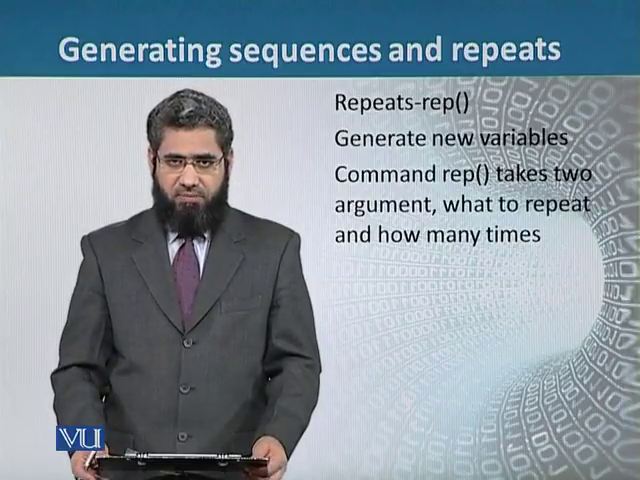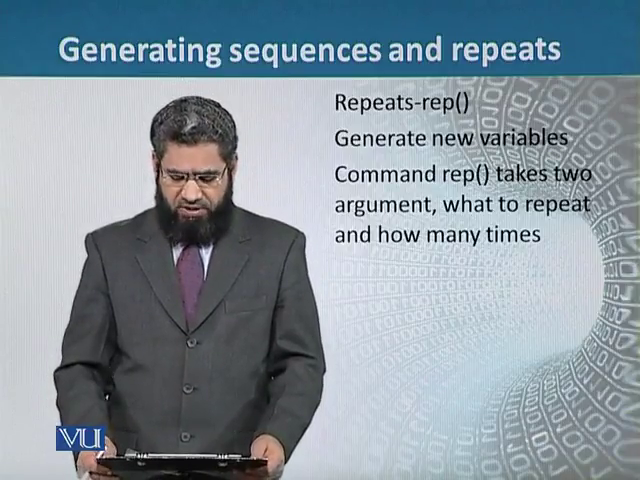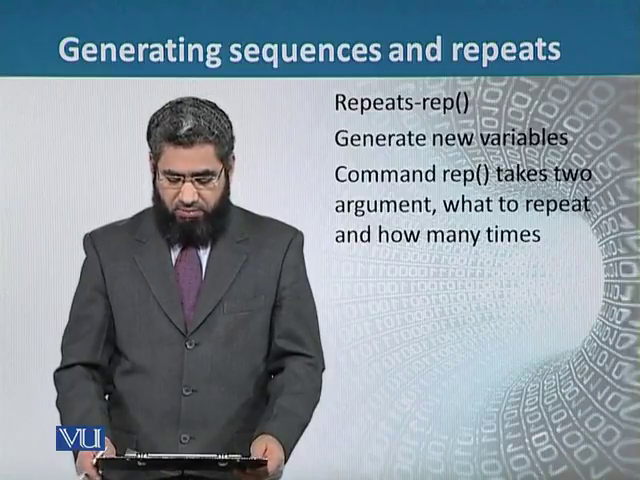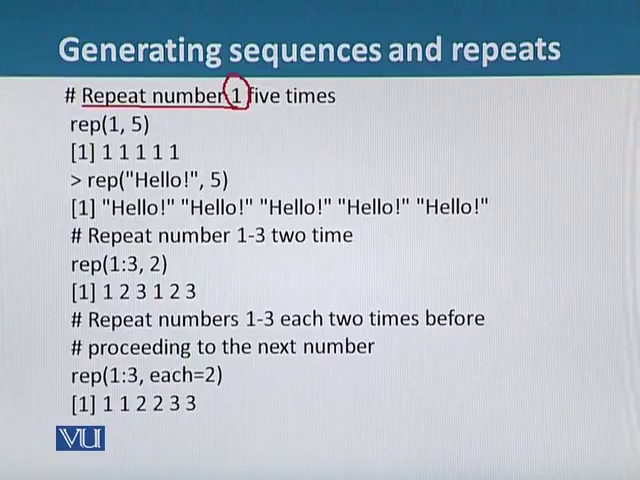We have seen in the previous slide that generating sequences uses three arguments, but the repeat command uses two arguments. Here the example is, if we want to repeat number 1 five times, then we have two arguments with the command rep. The first argument is which number to repeat, we want to repeat 1, and the second argument is how many times it should be repeated, so the argument is 5. This number 1 is repeated 5 times, and we will get the answer.